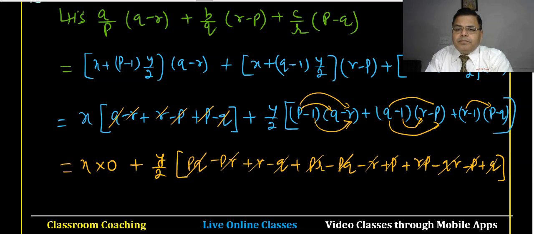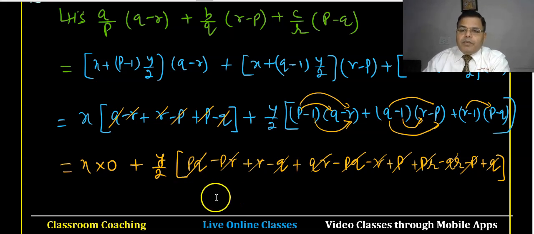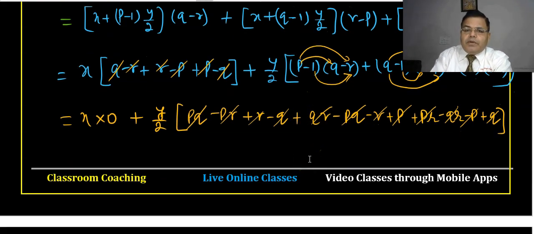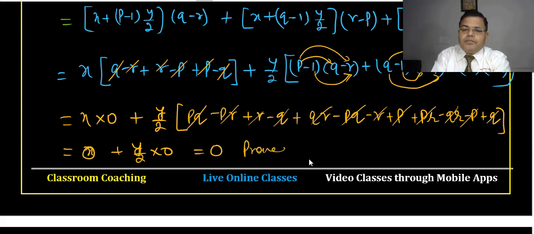So that will be pr, and qr. So you can check once again, there is no problem. I think so, you can do that. x into 0 is 0 plus y by 2 into 0, that will also be 0, so the answer is 0. So that is the proof. We have to prove this or find the value of this. Anyway, you can do that.